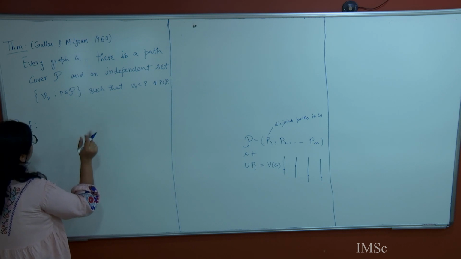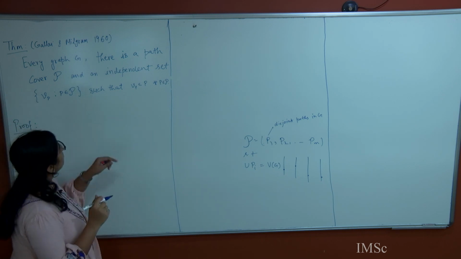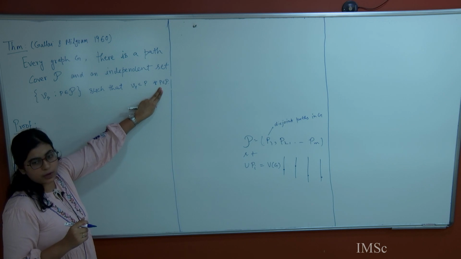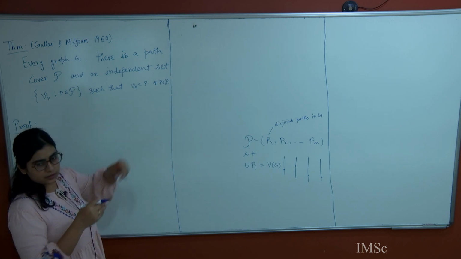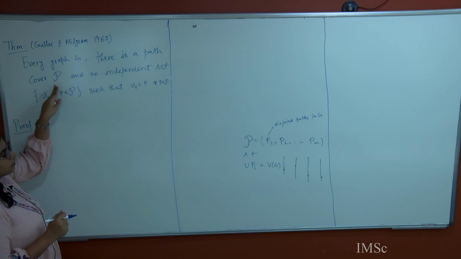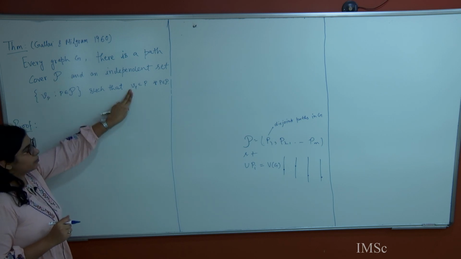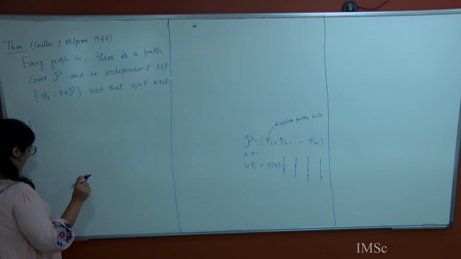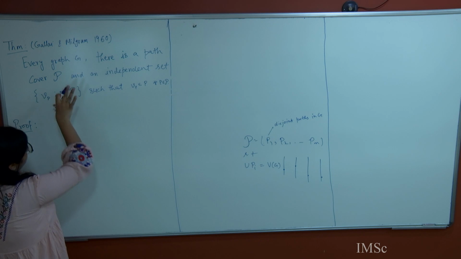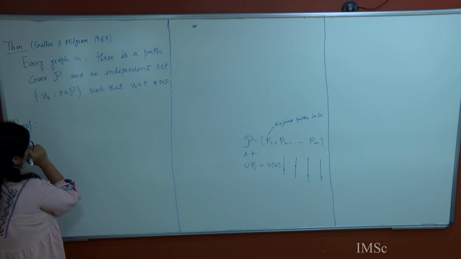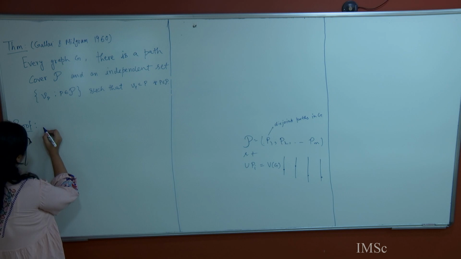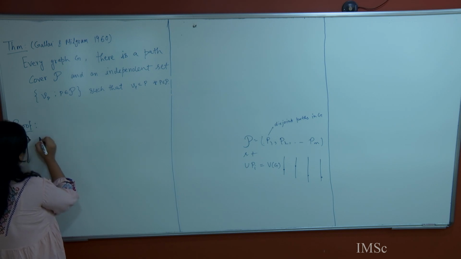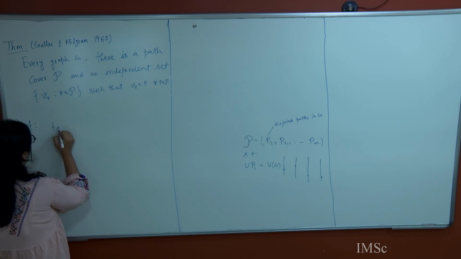So what is small p there? This is a path in this path cover. So a path cover is a set of paths, right? So Vp is some vertex belonging to that path P. Okay. So instead of proving this, we'll prove the theorem. Let's first define ter P.